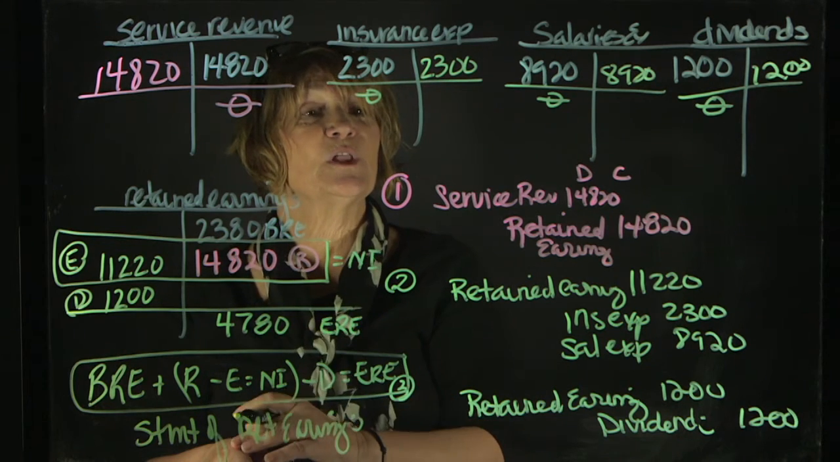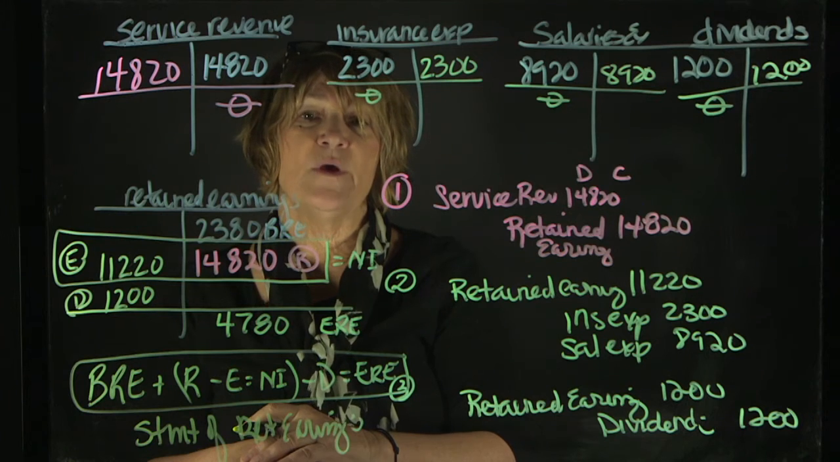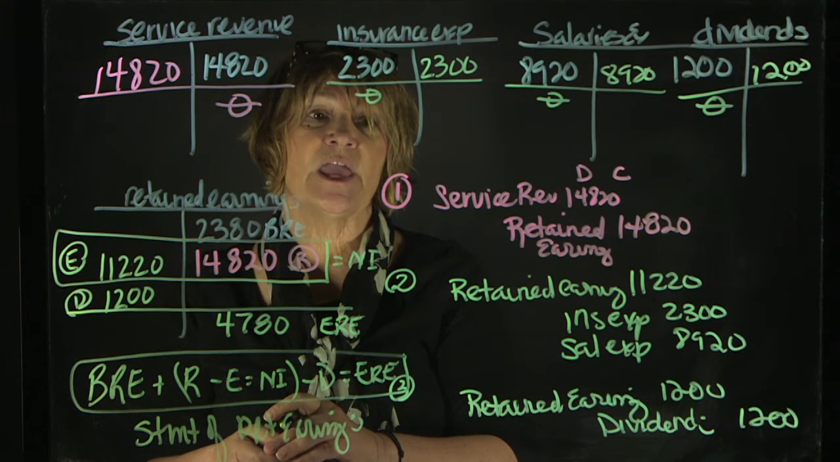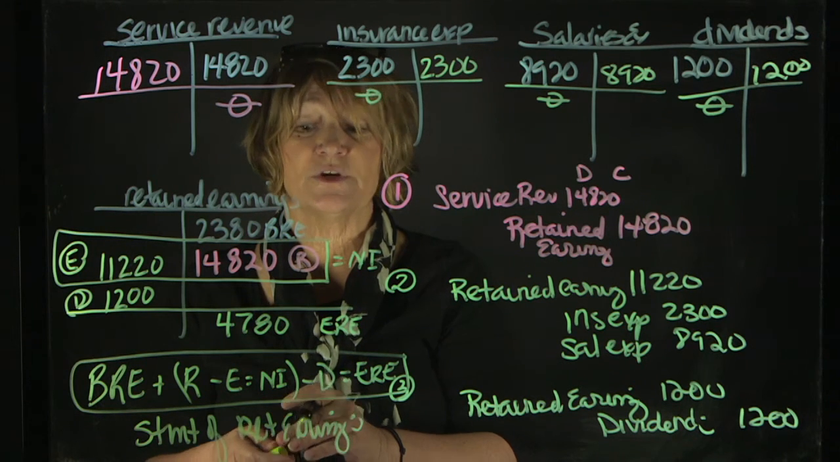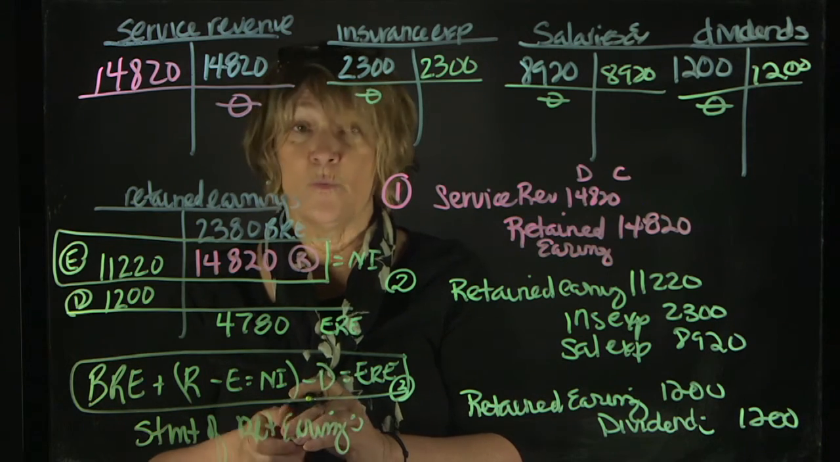Once we've prepared the closing entries, again, to bring the accounts to zero, we have one more step in the accounting cycle, and that is to prepare a post-closing trial balance. And that's what we're going to do next. We're going to still use problem number 21 on page 102. Let's go ahead now and prepare the post-closing trial balance.